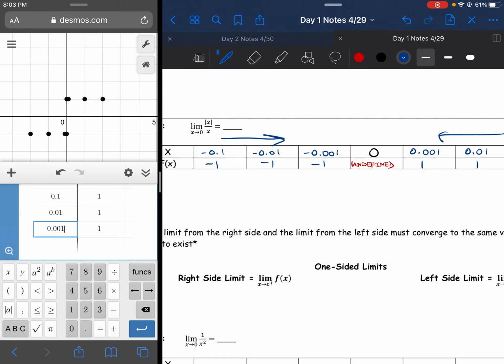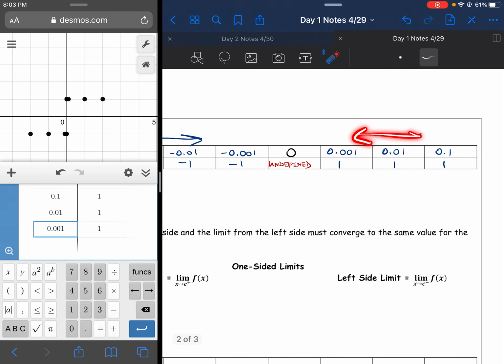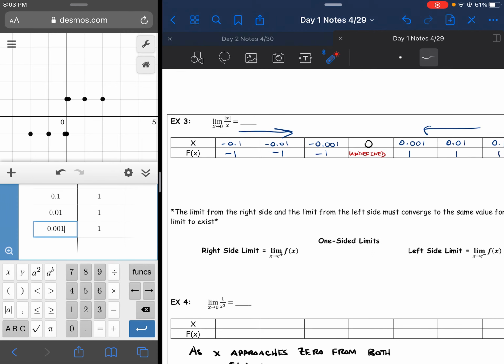So here we notice something different from the first couple of examples. Notice that as we approach 0 from the left side, it looks like all the function values are negative 1. But as we approach 0 from the right side, all the function values are positive 1. So what this means is that the limit actually doesn't exist, because as we approach from the left and from the right, we're getting totally different function values. We're not approaching the same number.